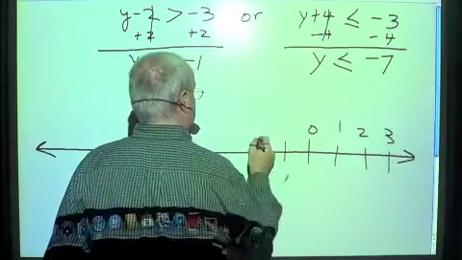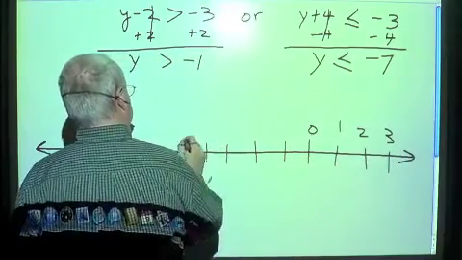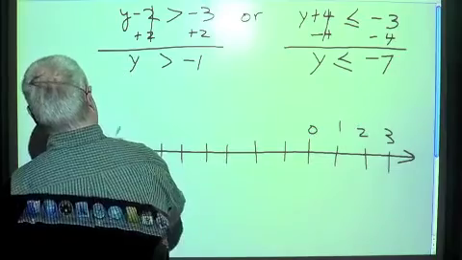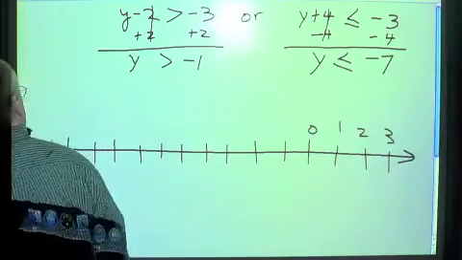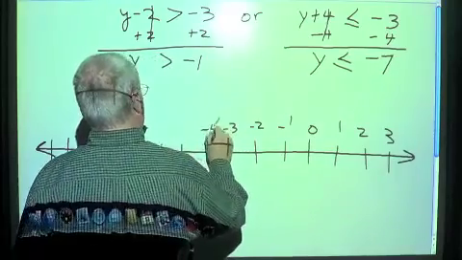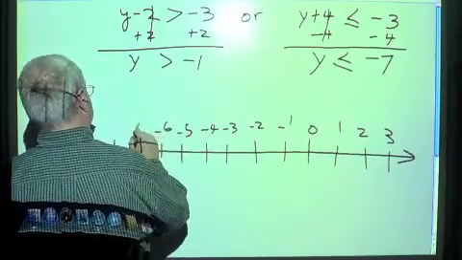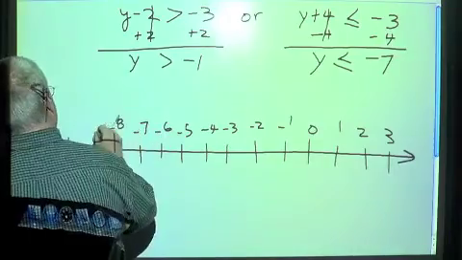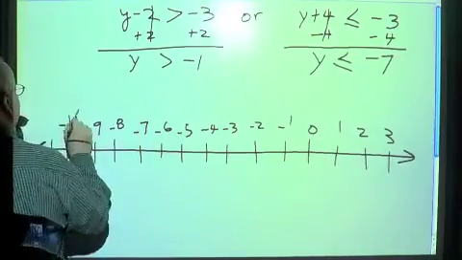More negative this time, so let's give that side a little more room. Negative 1, negative 2, negative 3, negative 4, negative 5, negative 6, negative 7, negative 8, negative 9, negative 10.